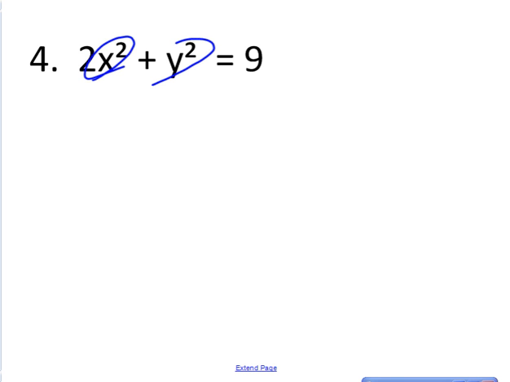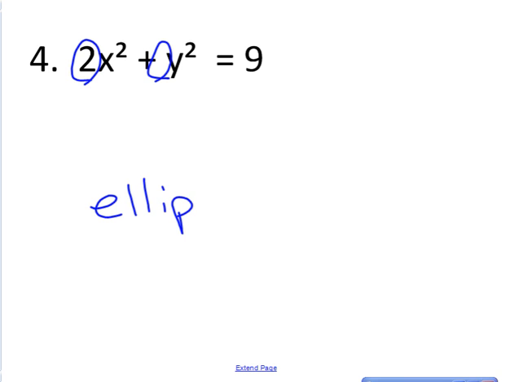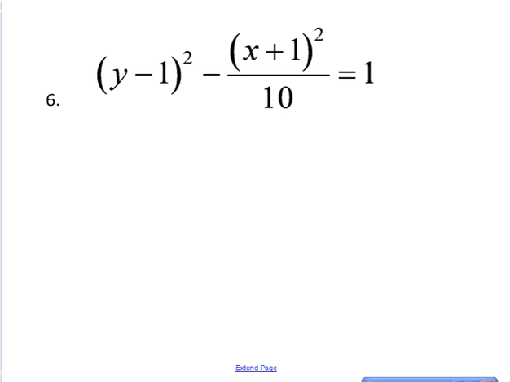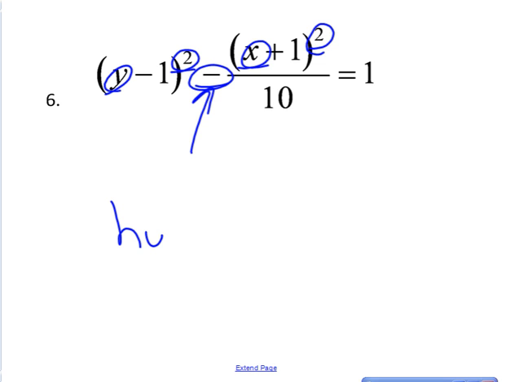I've got an x squared, I've got a y squared, I've got a plus, so that tells me either circle or ellipse. Check to see what the numbers are in the denominator. Check to see what the numbers are in front. So this is a 2, this is a 1. The numbers are different. That means I have an ellipse. An example of a hyperbola, I've got a y squared, I've got an x squared, and subtract. Hyperbola.